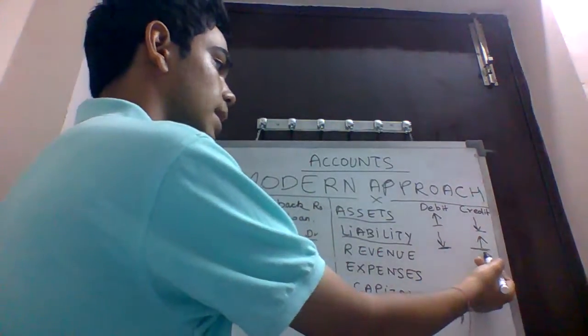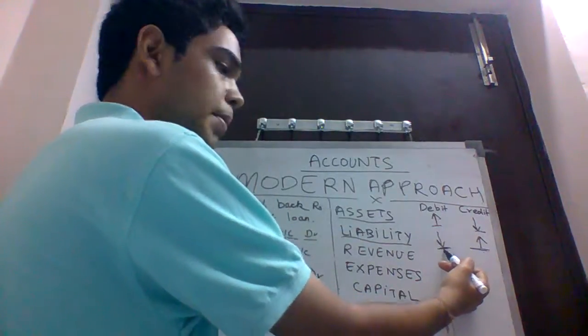Thus increase in liability is credited and decrease in liability is debited.